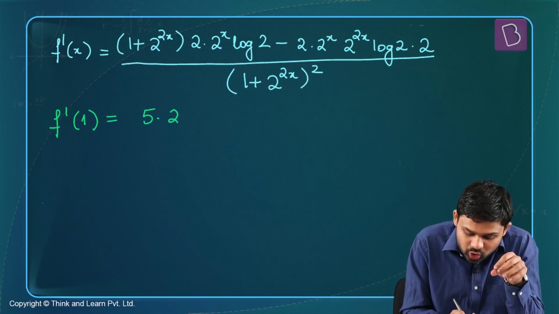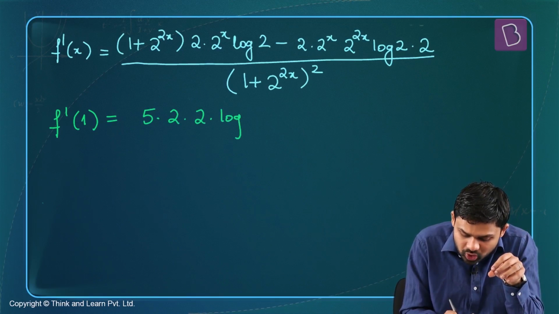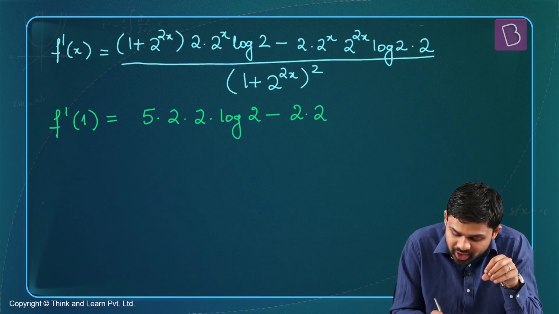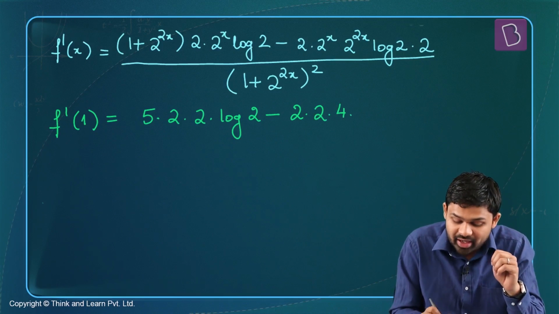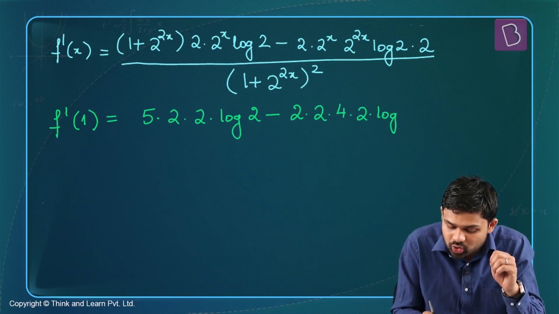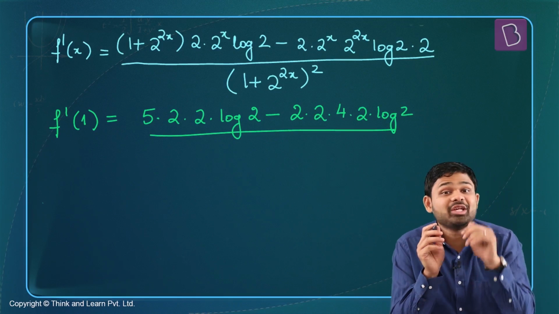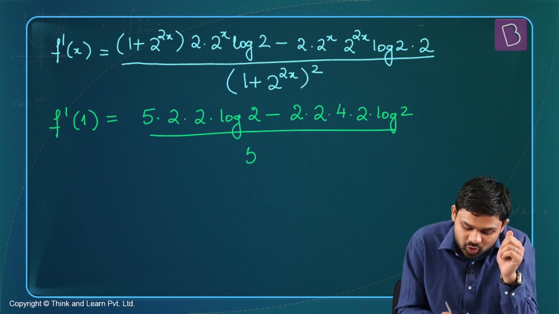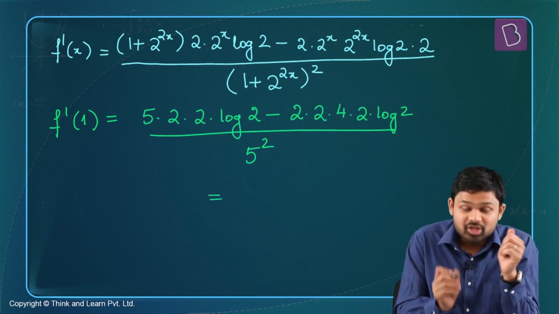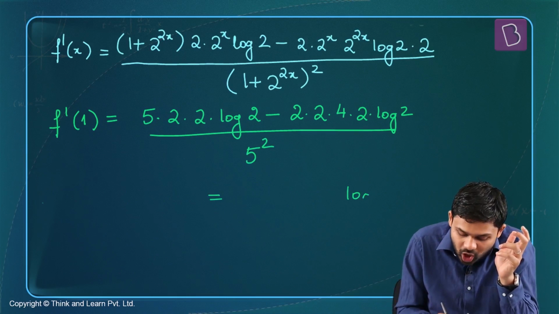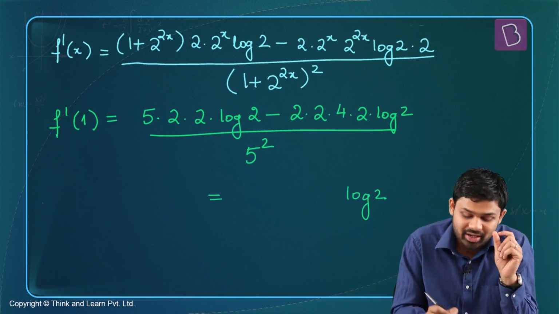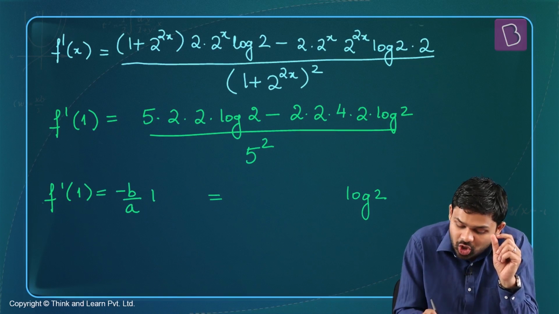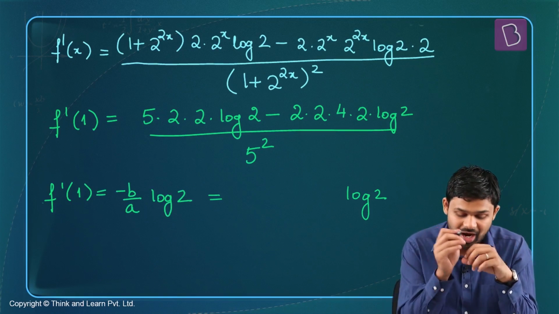So 5 into 2 into 2 into log 2. Minus, well, whatever is the term there, you will get 2 into 2 into 2 to the power 2x, that is 4, into 2 into log 2, all divided by 1 plus 2 to the power 2x. 1 plus 2 to the power 2x is going to be 5. 5 square is 25. So now we're going to keep the log 2 common out, because f dash of 1 was nothing but minus b over a log 2. So I'm going to keep that log 2 common out.